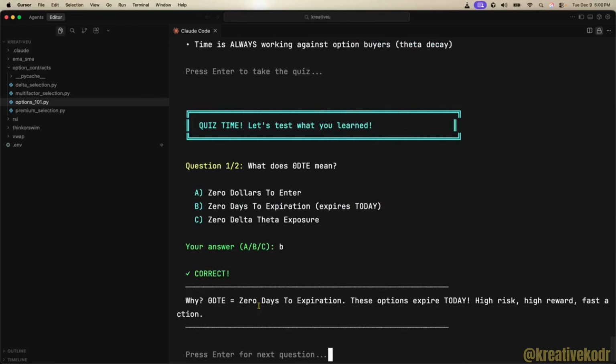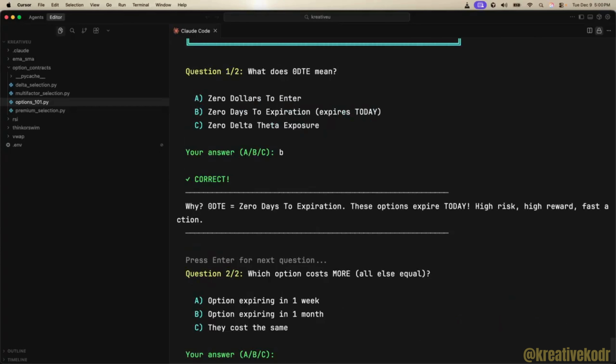All right, correct. Why? 0DTE is 0 days to expiration. These options expire today. High risk, high reward, fast action. Next question, which option costs more, right? Is it an option contract that expires in 1 week? Is it an option contract that expires in 1 month? Or do they all cost the same?